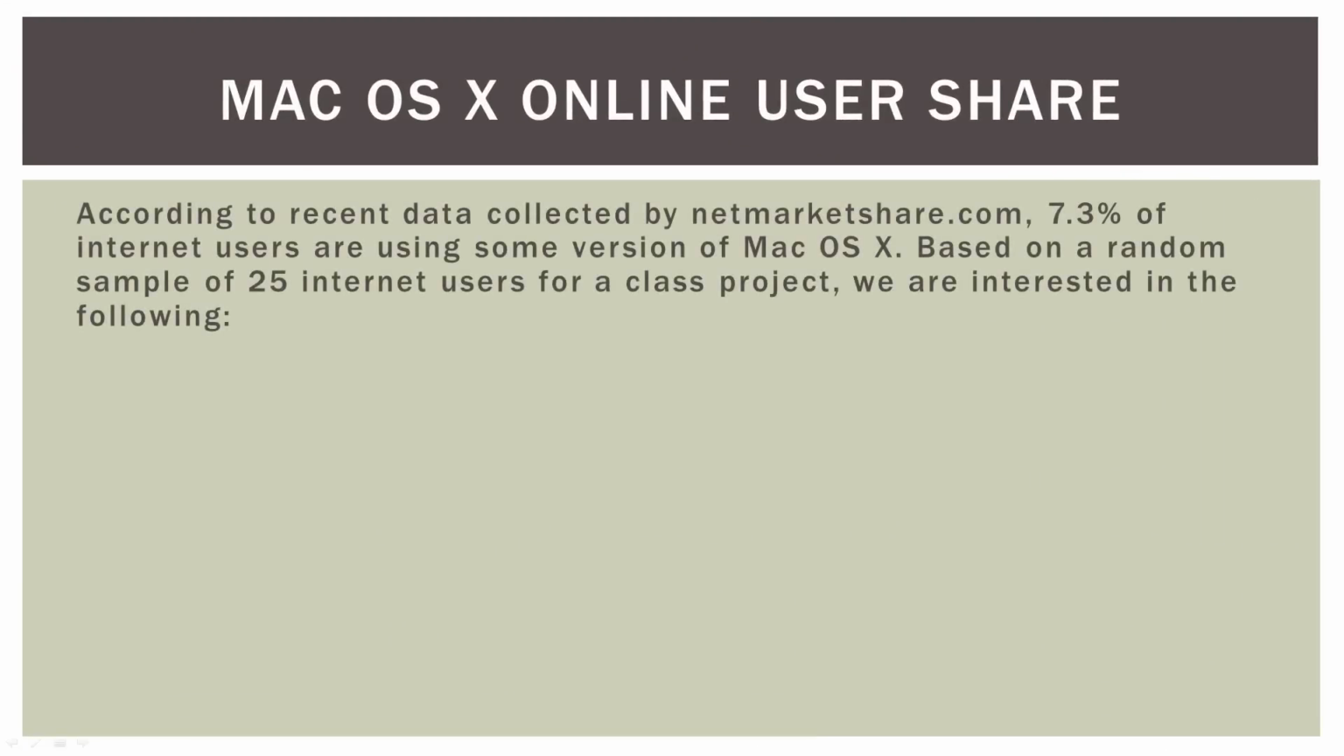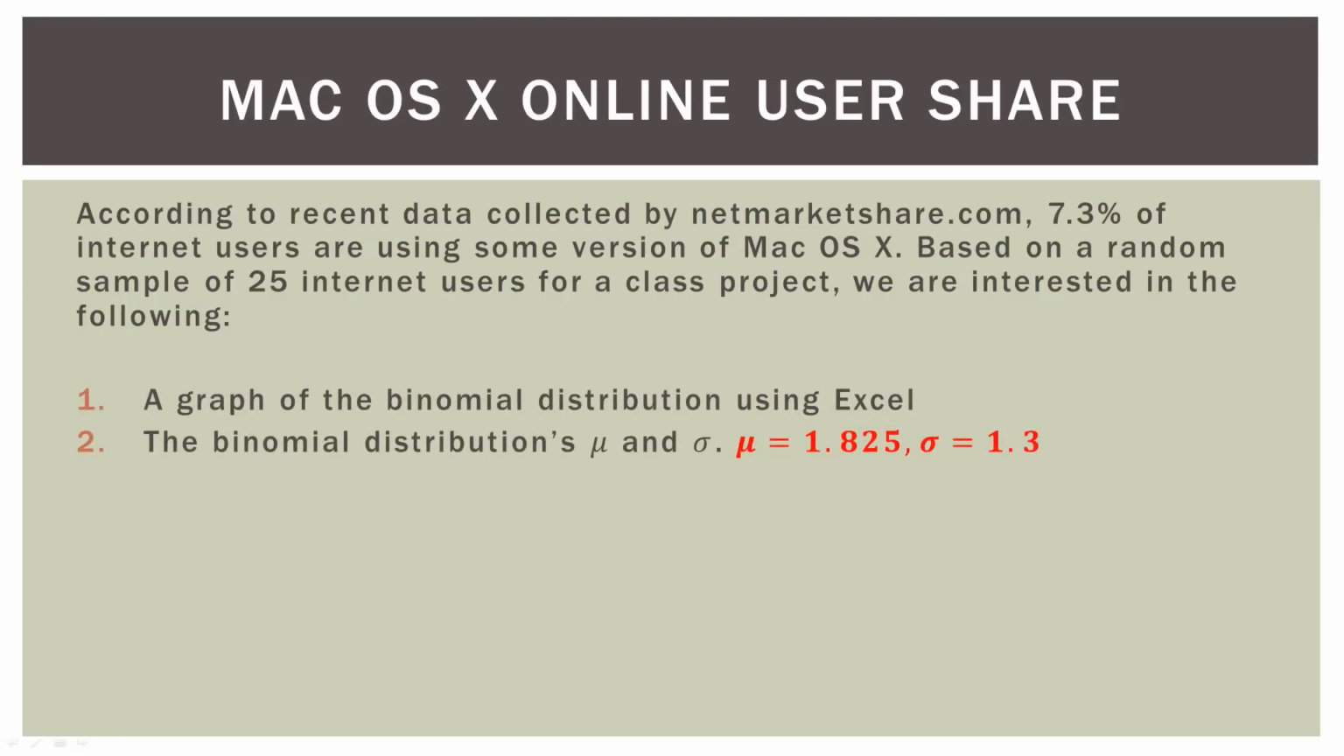Okay, so back to our original problem. Remember, we sampled 25 internet users, and we're interested in the following. We did our graph in Excel. The binomial distribution's mean and standard deviation. So the mean was 1.825. Well, what does that mean? Well, if we went out and we selected a group of 25, we figured out how many are using OS X, and we wrote that down.